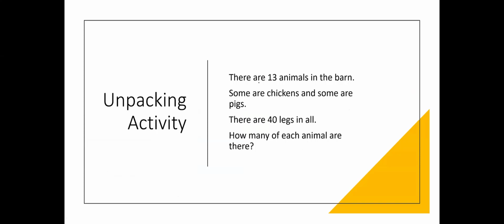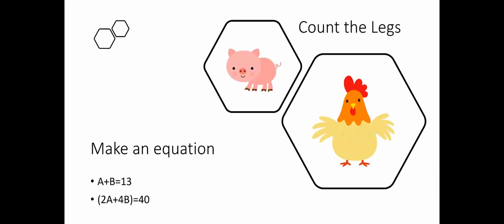So think about this one. You may have solved it before. There are 13 animals in the barn, some chickens and some pigs. There are 40 legs, and how many of each animal are there? I will ask you to do it two different ways. Number one is, we can make an equation. So A + B = 13 animals. And the two-legged one is A, and the four-legged animal will be B. (2A + 4B) equals 40. And then you solve this formula, then you can come up with the number.